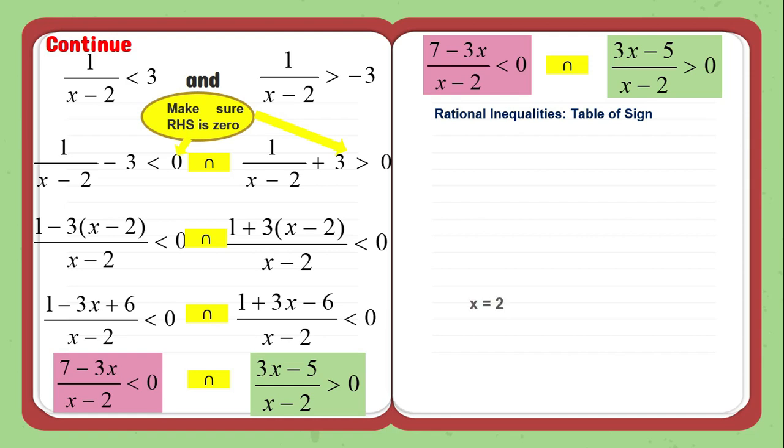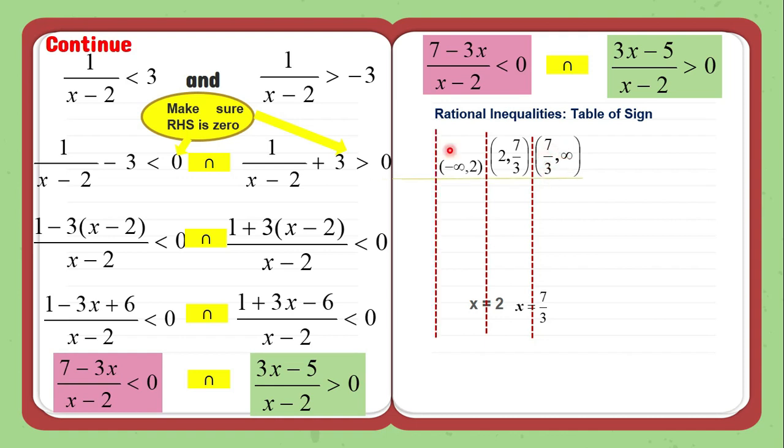Firstly, write down x equal to 2, x equal to 7 over 3. This is the interval before 2, this is the interval 2 until 7 over 3, and this is the interval more than 7 over 3. Now, we write down the two factors here, 7 minus 3x and x minus 2, and this is our question.